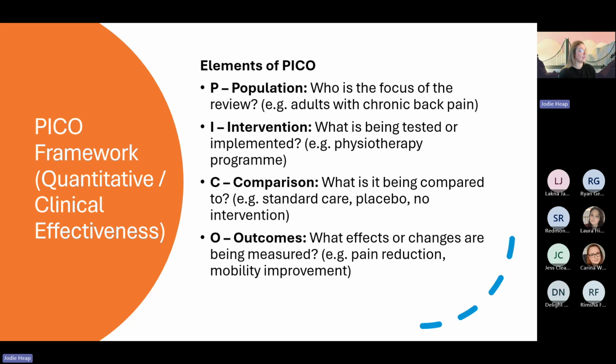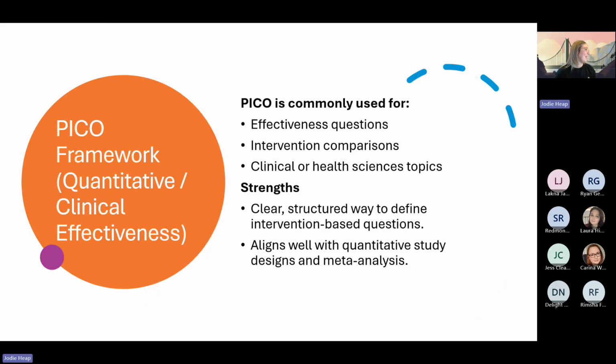And of course, what is the outcome? What effects or changes are being measured? Is it a pain reduction or mobility improvement, for example? So by using that PICO framework, we can really break down who, what, where, when, why, all those elements that we need.